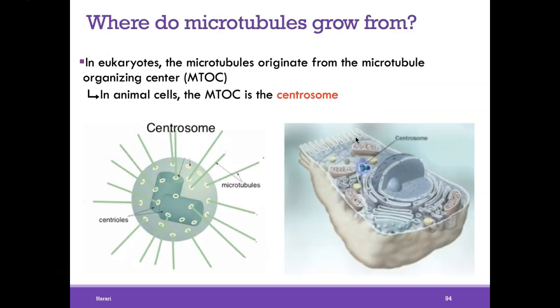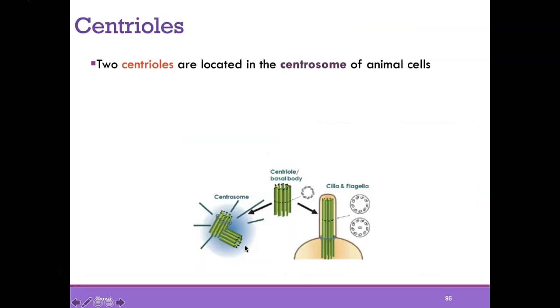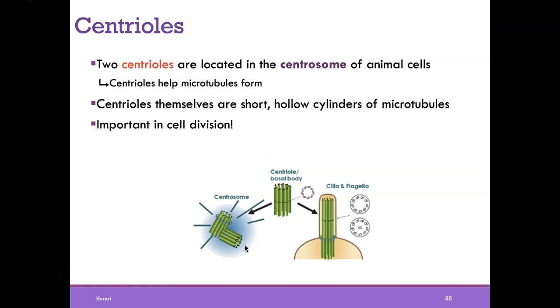made of tubulin. And in eukaryotes, the microtubules originate from the microtubule organizing center, which in animal cells is called the centrosome. So the centrosome is right outside of the nucleus, and within the centrosome there are two centrioles, and microtubules grow from the centrosome. The two centrioles are located in the centrosome of animal cells, and those help form the microtubules. And centrioles become very important in cell division because those give rise to cilia and flagella as well. We'll talk about that in a couple of slides.